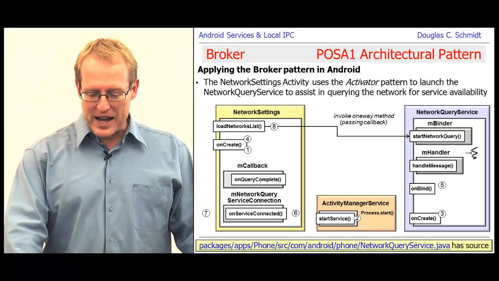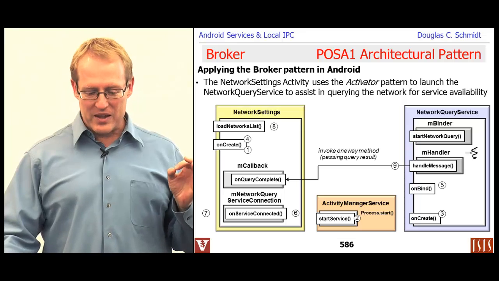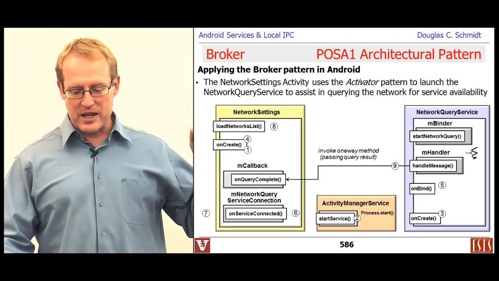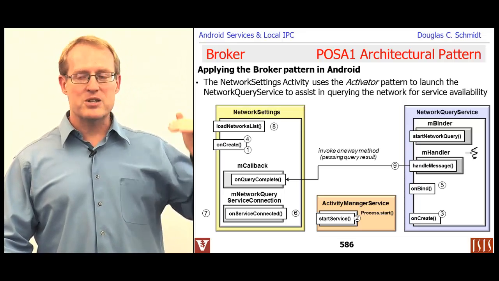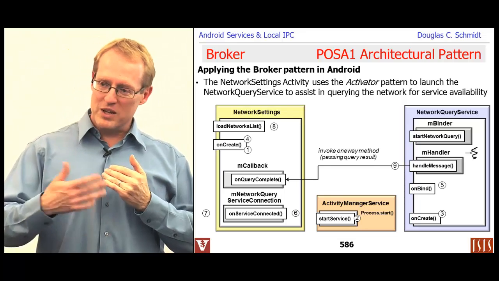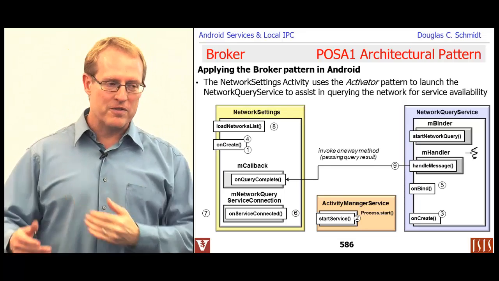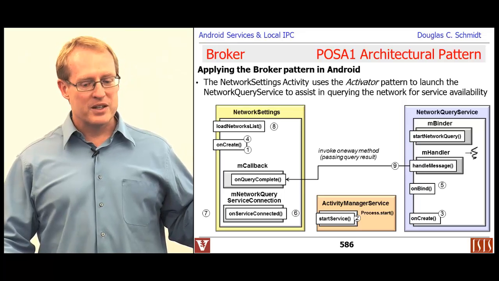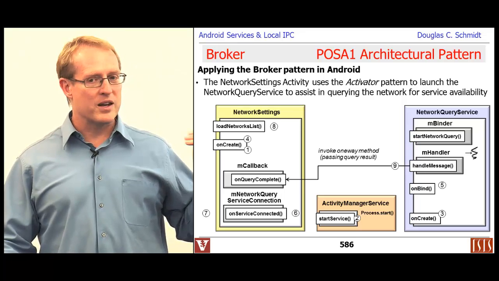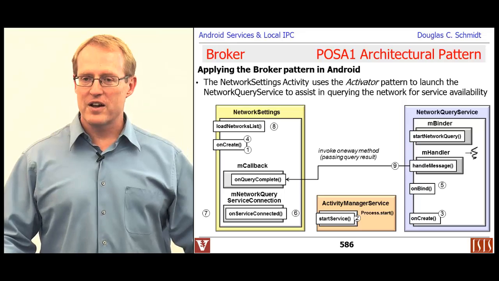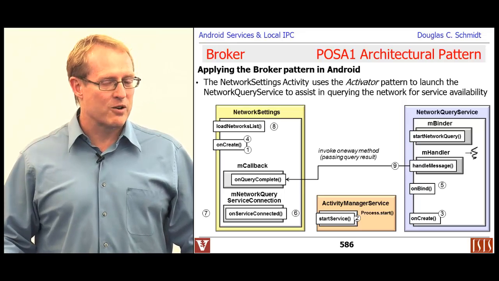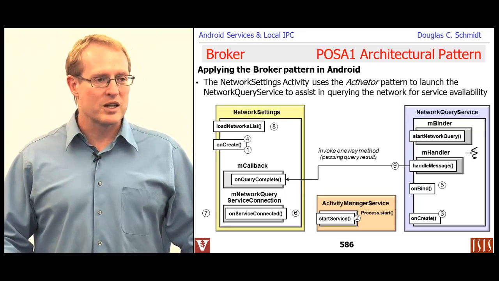And when this stuff comes back at some point down the road, there's another callback that takes place in the handleMessage callback, which is being driven by low-level stuff from the radio interface layer. It invokes a callback to invoke the onQueryComplete method, passing back the list of network providers that are out there, which are then displayed so you can see what they look like.